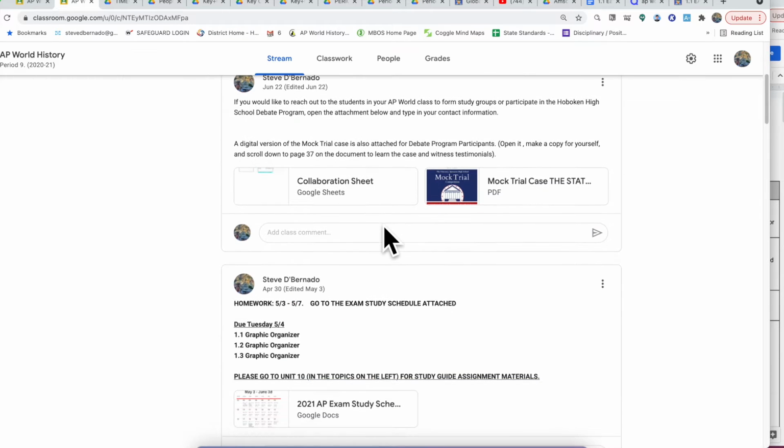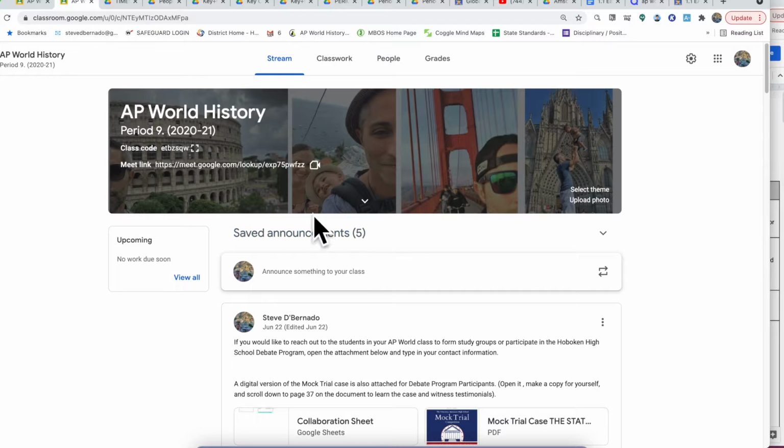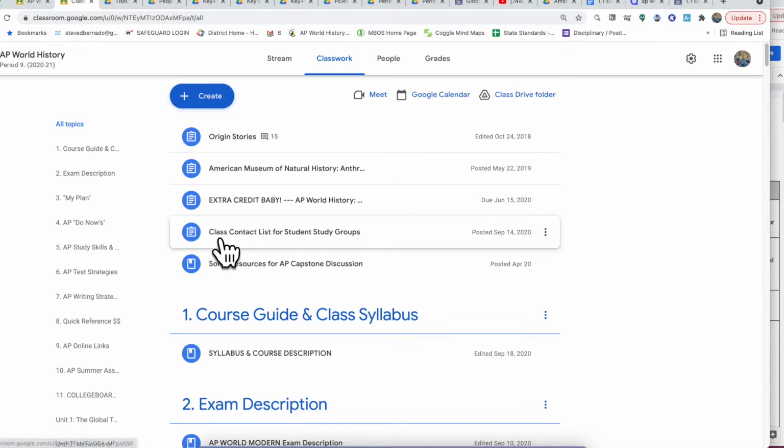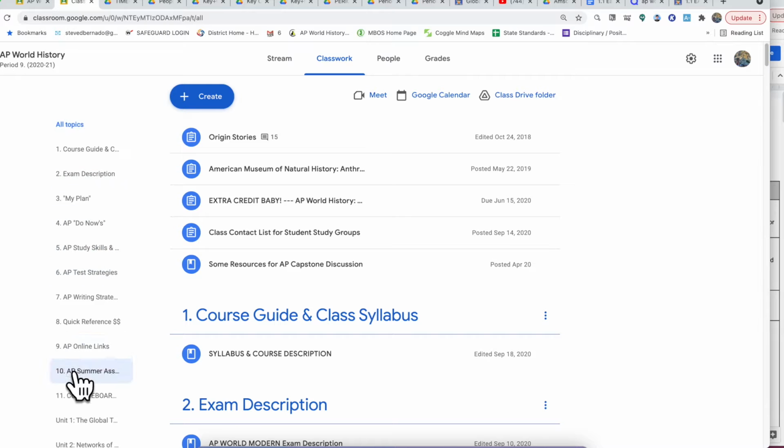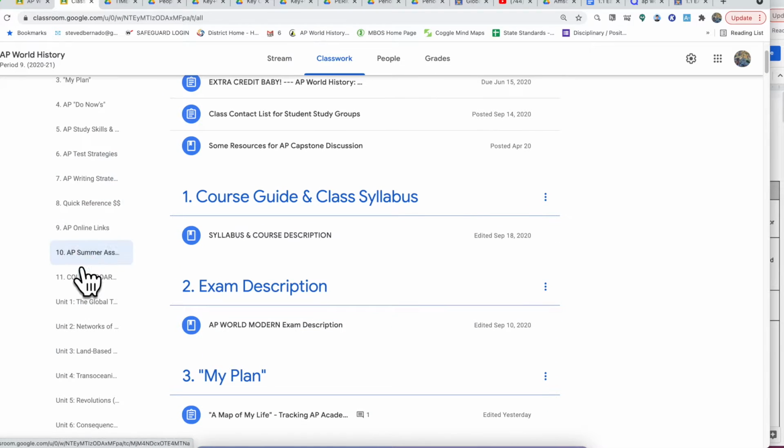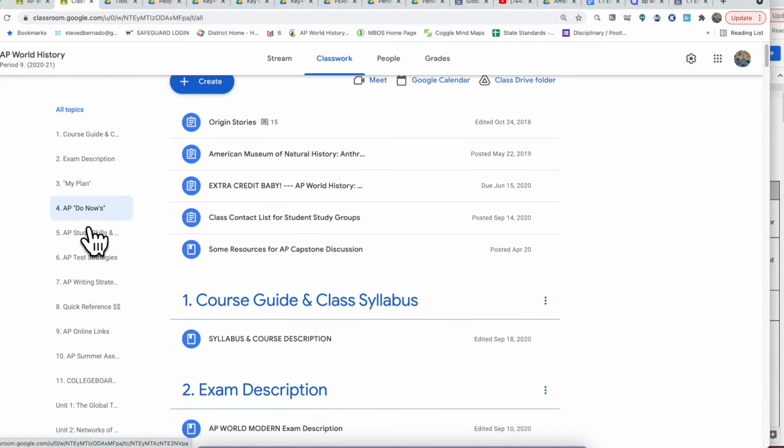So, where do I find all the information, Mr. D? Well, if you follow me, at the top of the screen you always have to go to Classwork. Classwork is where you find all of the topics, all of the materials. Now we scroll down on the left-hand side, to All topics. This is where you need to be all year long. This is how you find what you need when you need it.